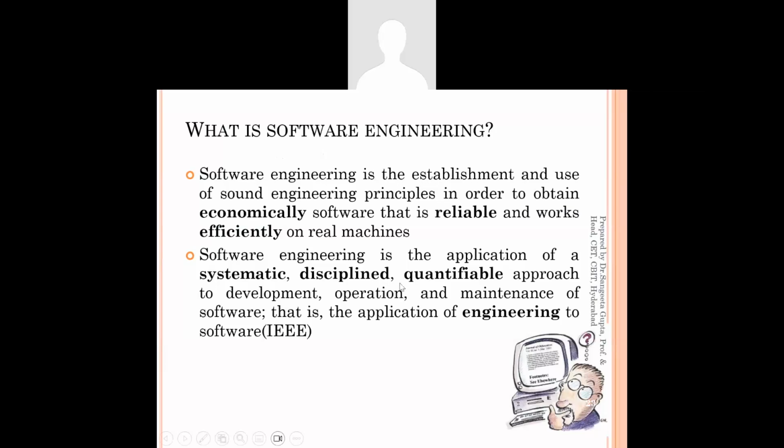Also, software engineering is given a proper definition by the IEEE, which says that SE, that is software engineering, is the application of a systematic, disciplined, quantifiable approach towards the development, operation, and maintenance of software. So, we are applying engineering to software in software engineering.